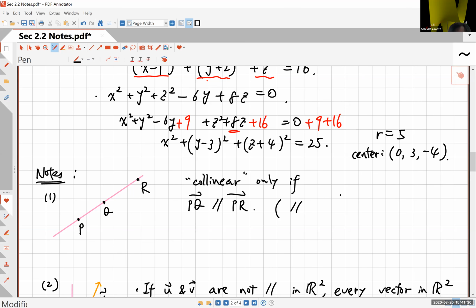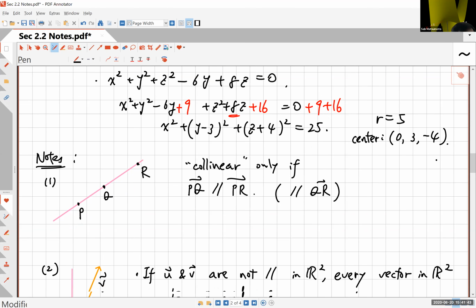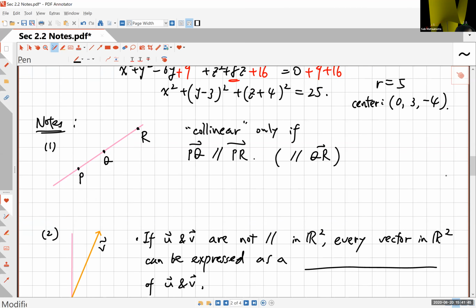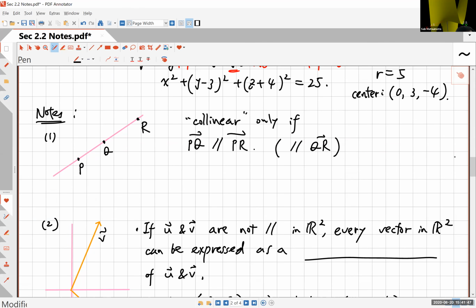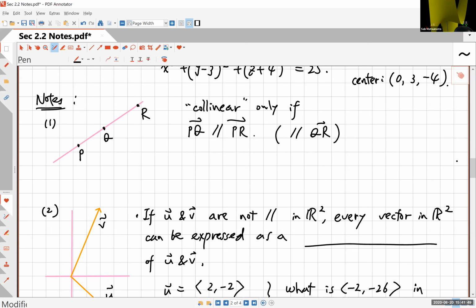And of course, you can reverse the vectors. So you can call them QP and RP and RQ. They all have to be scalar multiples of each other. All right. So I think you had a homework question that involves this.